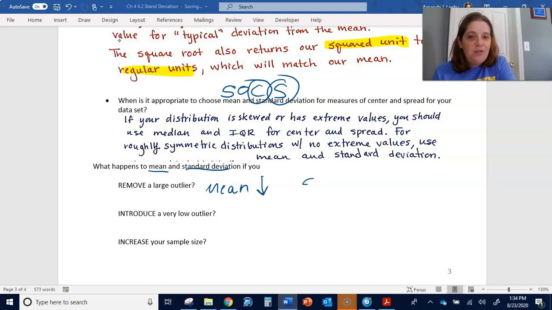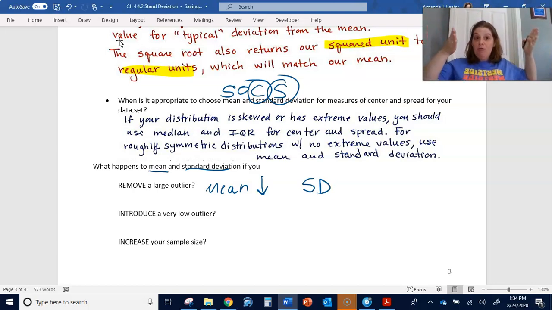Now, as far as standard deviation, that high number had a big residual value, had a big difference between the mean and the value itself. So if I get rid of that big difference in my average distance calculation, that means that standard deviation is going to go down as well. It's going to decrease that spread, and when you decrease the spread, you're going to decrease that standard deviation.